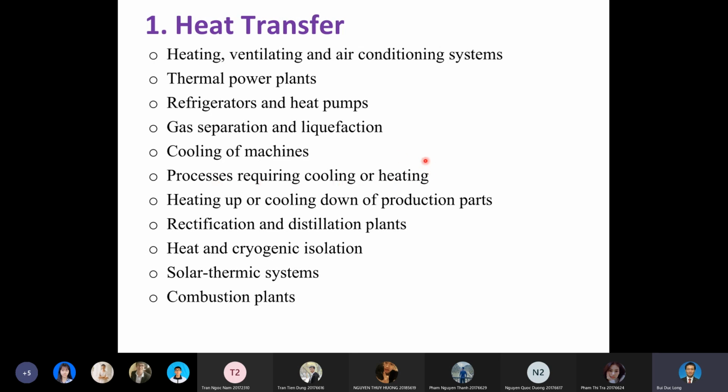Heating in metallurgy, for example, in steel production, in casting processes, heating up or cooling down production parts. For example, annealing or heat treatment of some parts. Before we can use a gear or any parts, we need to heat treat them to make our parts become stronger. So it involves heat transfer.